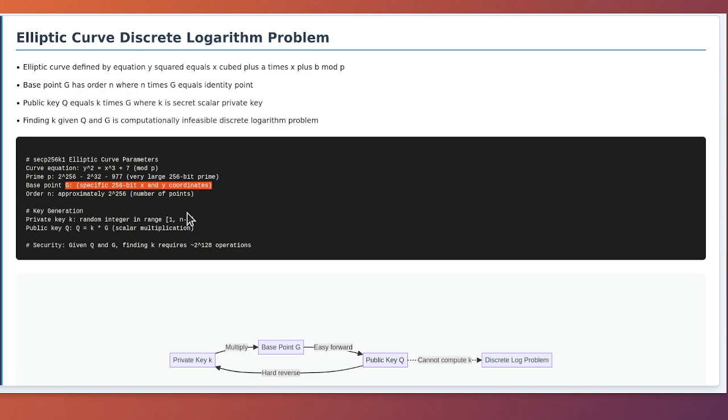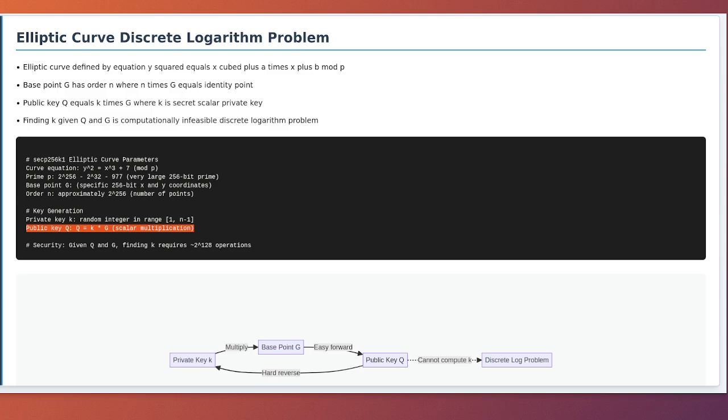The order n is typically a large prime number, often 256 bits or more. When we multiply the base point G by a scalar k, written as k times G or using the notation k multiplied by G, we mean adding G to itself k times. This is called scalar multiplication, and it's the fundamental operation in elliptic curve cryptography.